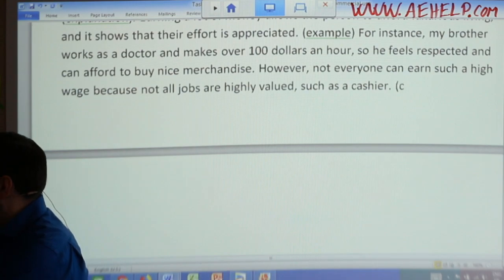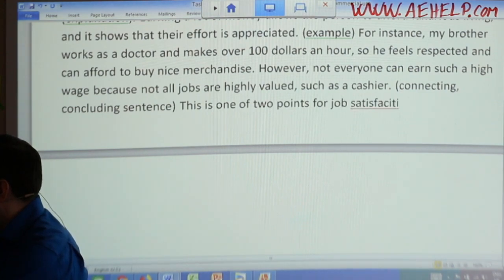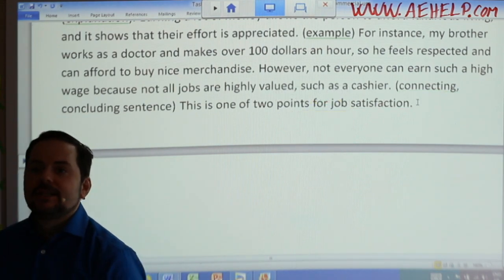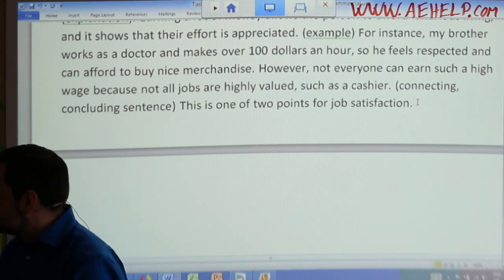All right, connecting or concluding sentence. And here you can just keep it simple. This is one of 2 points for job satisfaction. Okay? And you can just keep it that simple for your connecting sentence with this type of essay. So this is one of 2 points for job satisfaction.